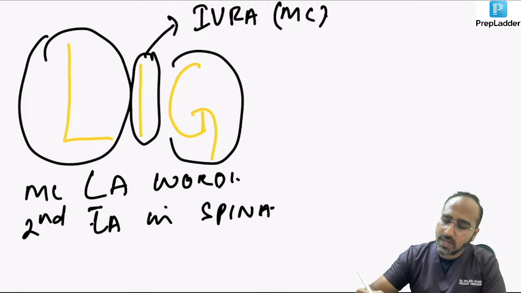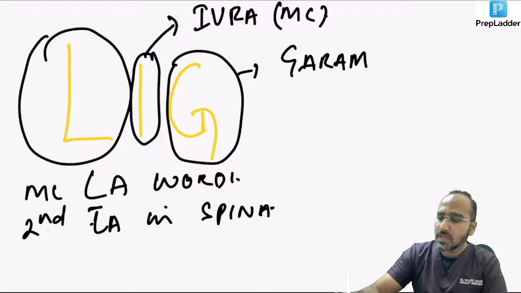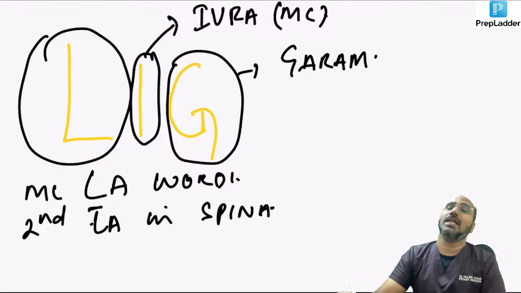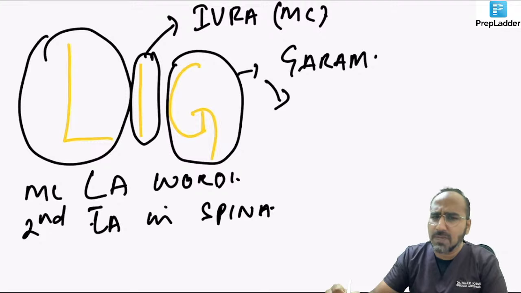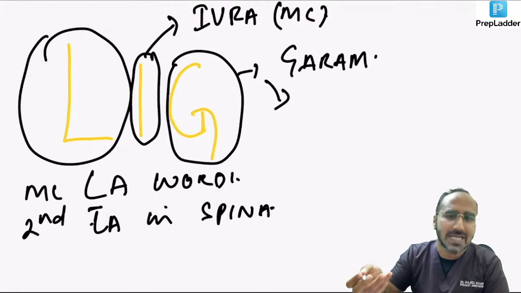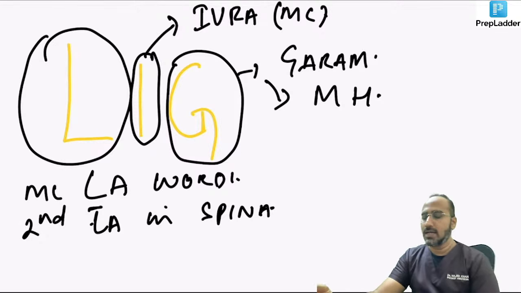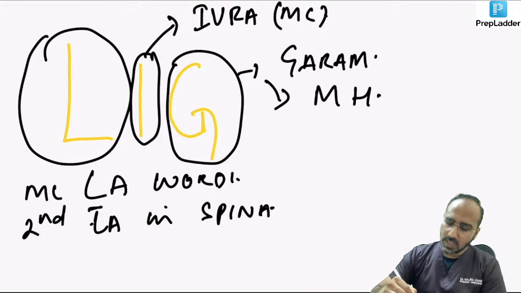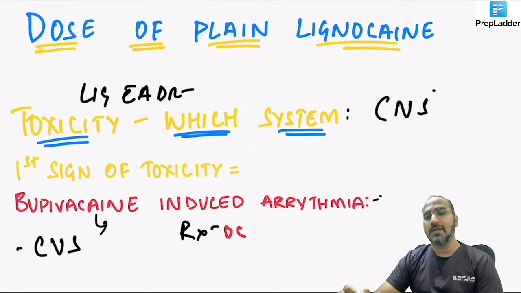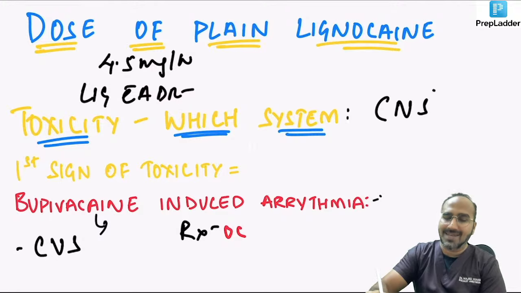G stands for what, guys? G stands for garam. Garam means lignocaine is the local anesthetic that can cause garmi to the patient. Garmi is nothing but temperature, that is, it can cause hyperthermia. Which hyperthermia am I talking about? Malignant hyperthermia. So, lignocaine, you have to remember these points. Now, what is the dose of plain lignocaine? When you are giving plain lignocaine, you have to give a dose of 4.5 mg per kg body weight.